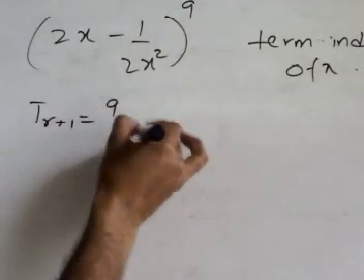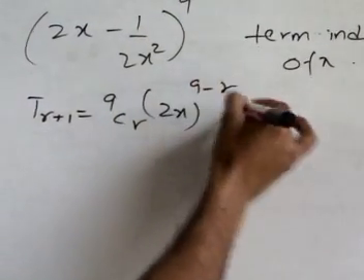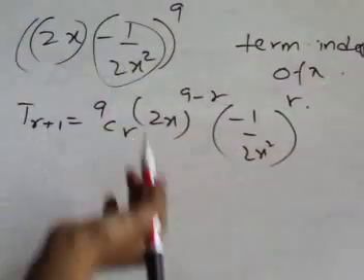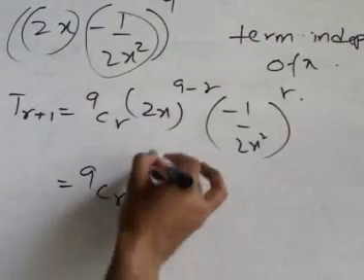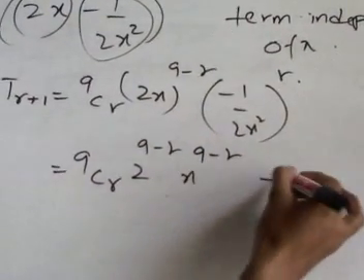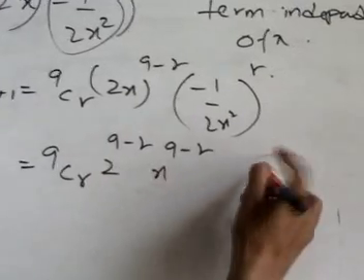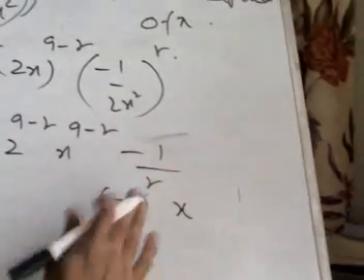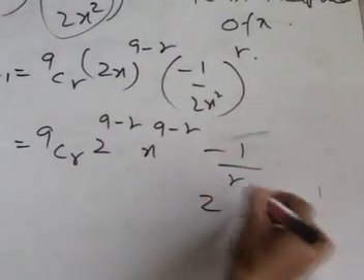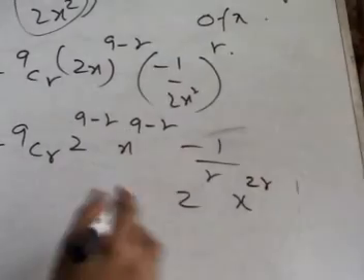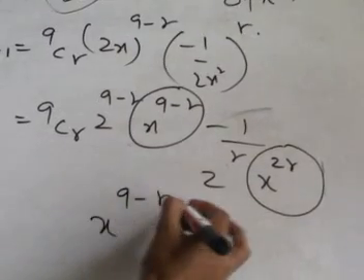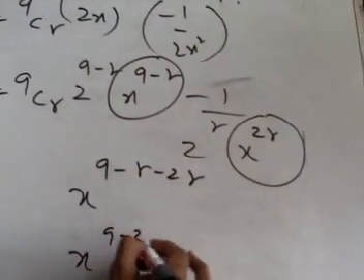So what will I do? I will write the formula of the rth term: 9Cr (2)^(9-r) and (-1 by 2x^2)^r. This is your a and this is your b. So this will be 9Cr 2^(9-r) x^(9-r) times (-1)^r. You know, this will be 1 because whatever 1 is, and this will be 2^(-r) and x^(-2r). So forget about everything, just focus on your x. This will be x^(9-r-2r), that will be x^(9-3r).